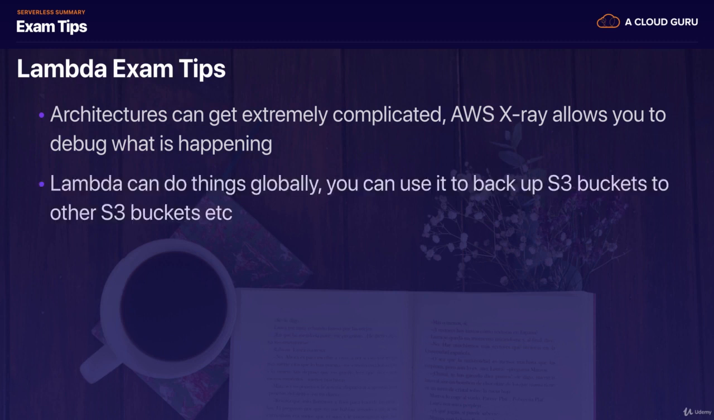And then Lambda can do things globally. You can use it to back up S3 buckets to other S3 buckets. You can configure your functions to run at a particular time of day, at a particular time of week, sort of like cron. You can do a whole bunch of things with Lambda. So Lambda is a global service. And really go in there knowing your triggers, or even better, know what can't trigger Lambda.